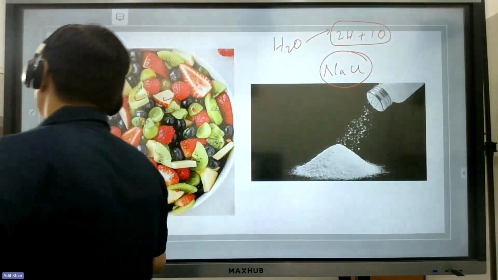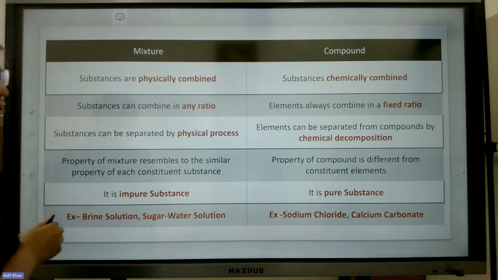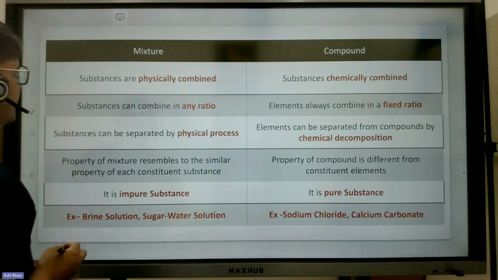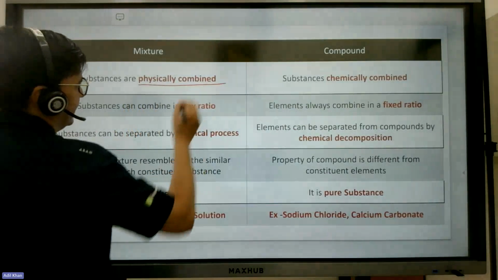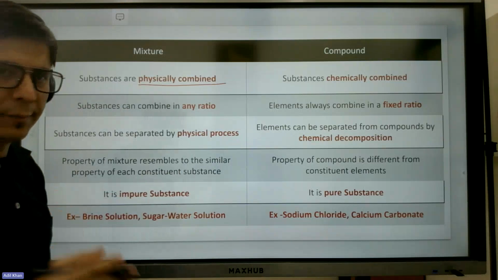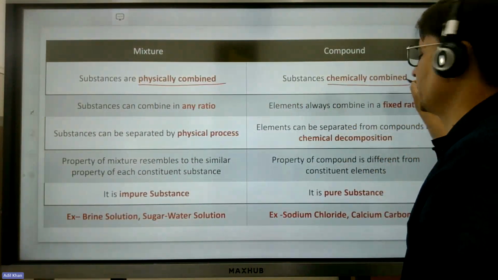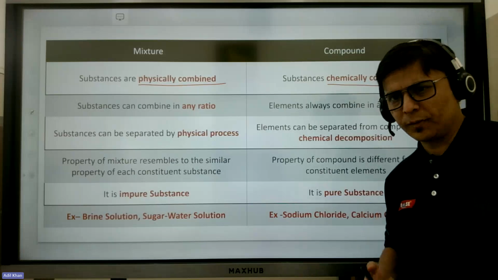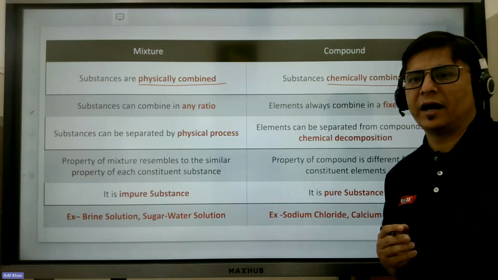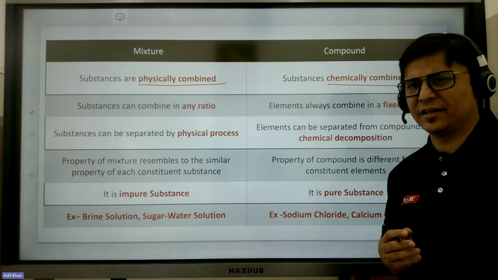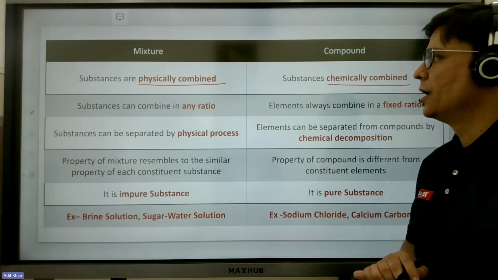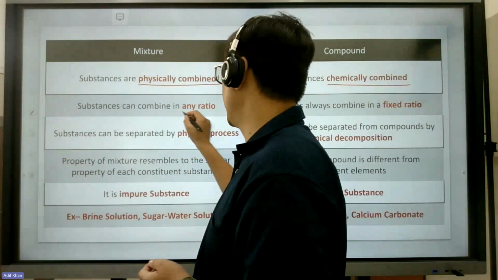So let's go and see the difference between mixture and compound. Mixtures are just physically combined or blended, no chemical reaction. Whereas compounds are chemically combined. For example, when you do the formation of water, it is formed at a very high temperature in the presence of a catalyst and various other conditions. In mixtures, substances can combine in any ratio.